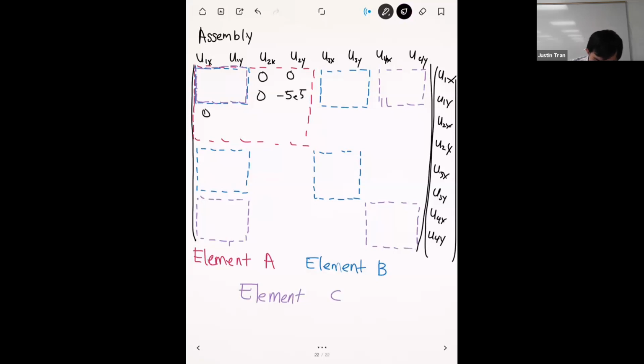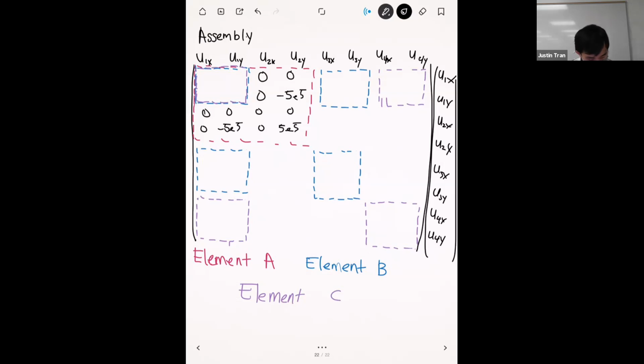And we have 0, 0, 0, -5 E5, and 0, 0, 0, 5 E5. Okay. I'm leaving that top left section alone because we'll do that last, because that's where all the overlap is.